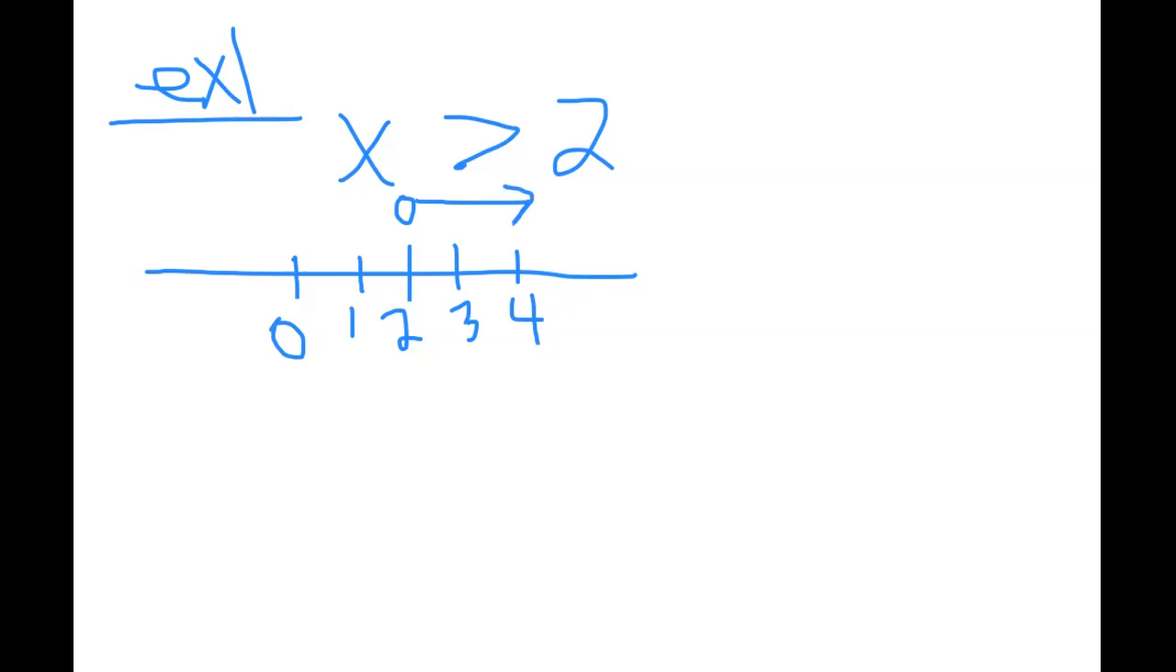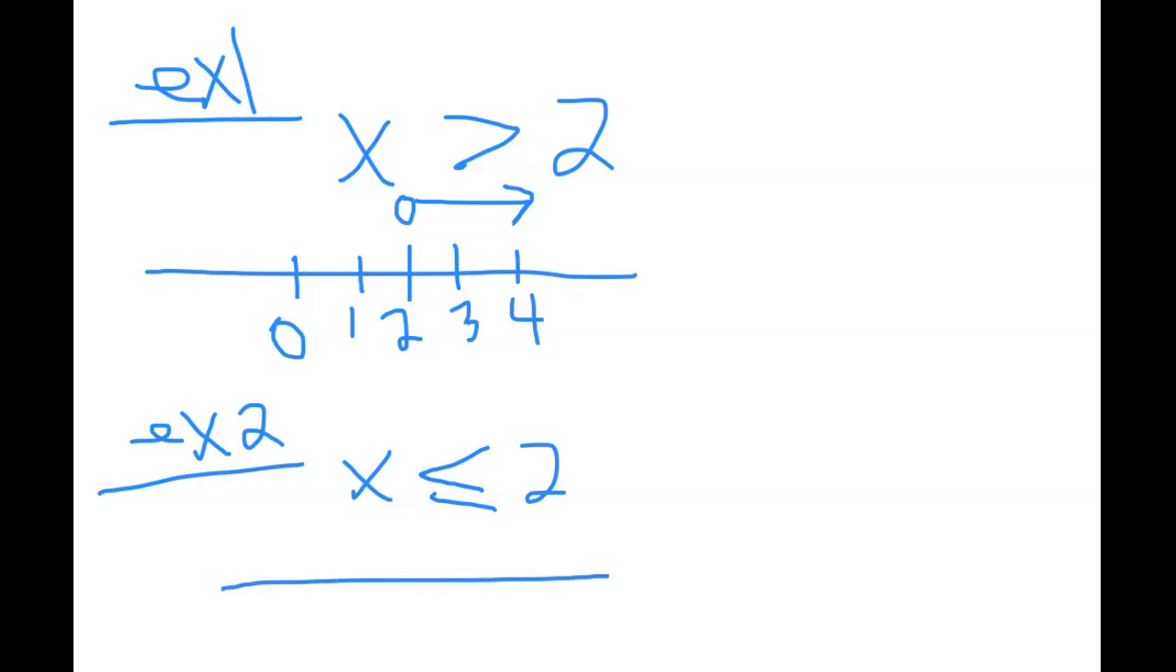Now, if I had example 2 here, this one said that x is this right here. So let's think about how we read this. We'd say that the mouth is going towards the greater value. So I'd say x is less than, but since it has this line underneath it, I'd say less than or equal to 2.